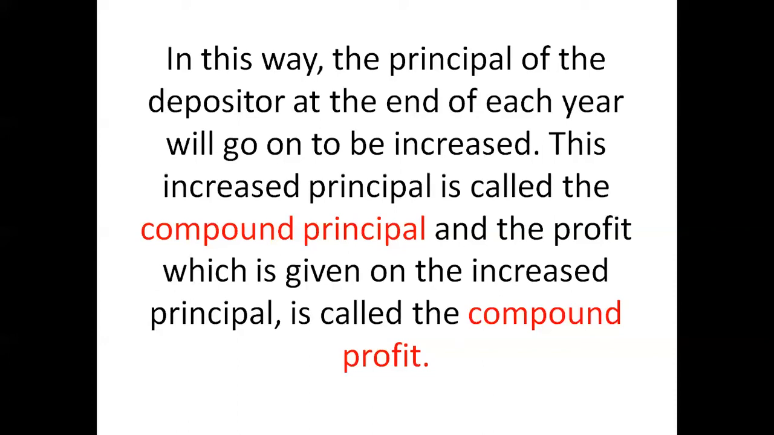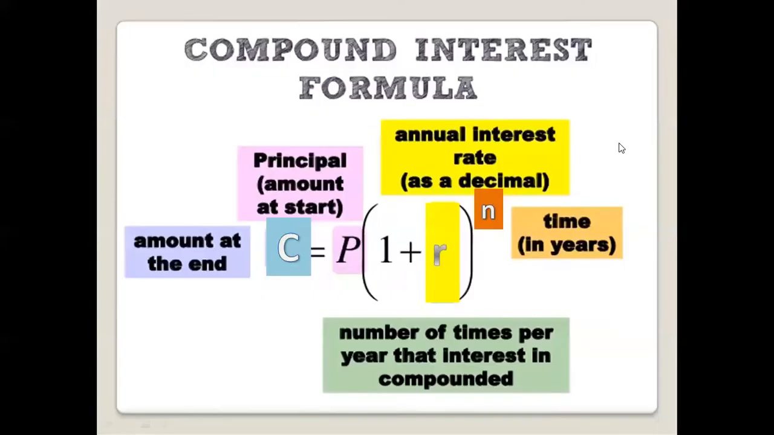So we have already learned what the compound principal is and what the compound profit is. Now we will learn a new formula for compound interest. The formula is C equal to P into (1 plus R) whole to the power n. What is C? C is the amount at the end. What is P? P is the principal, that is the amount at the starting time, what is deposited first by a depositor.